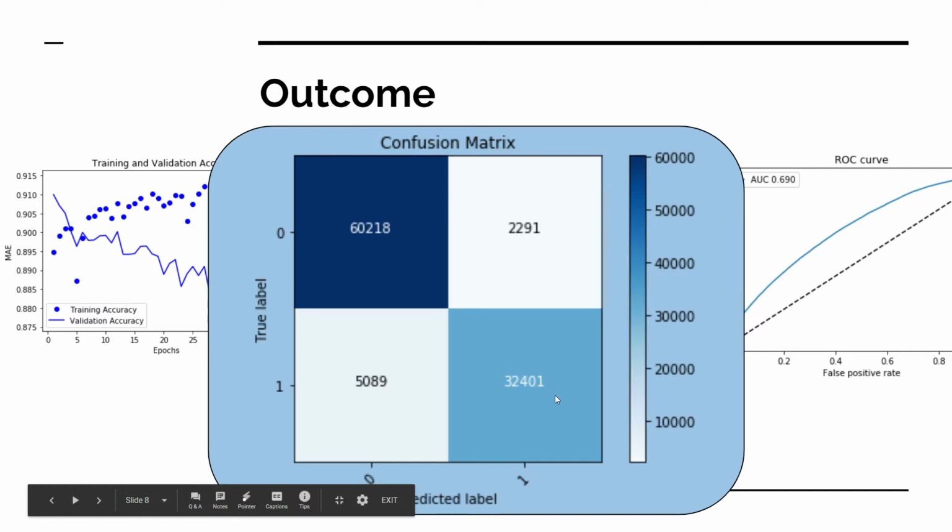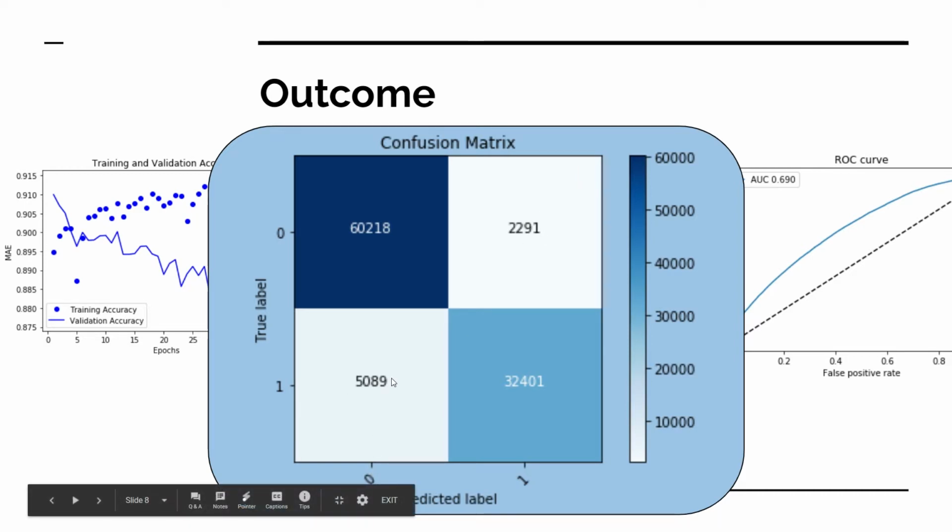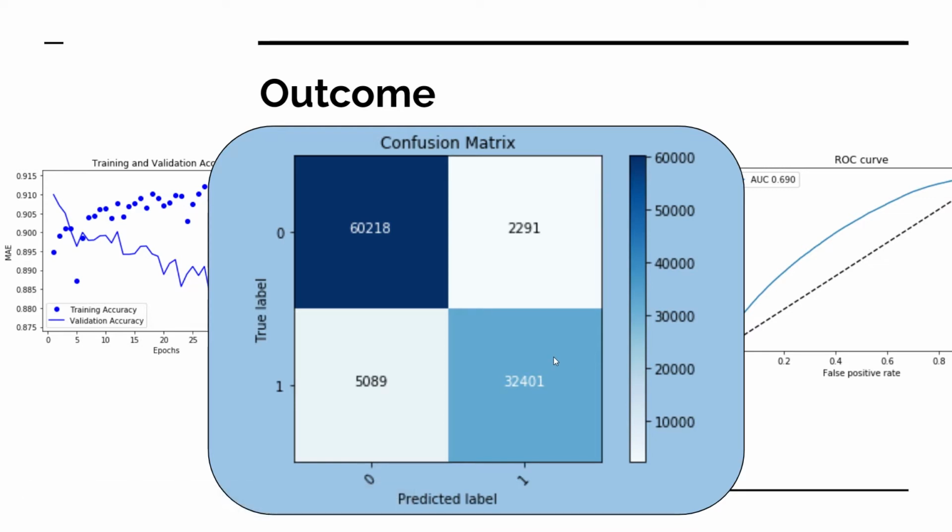Was a 1, predicted to be 1. You can see that was a dark blue color, and that's good. In this graphic, we want the false ones, was a 0 predicted to be a 1, to be white, and the same for was a 1, predicted to be a 0. So this looks pretty good.